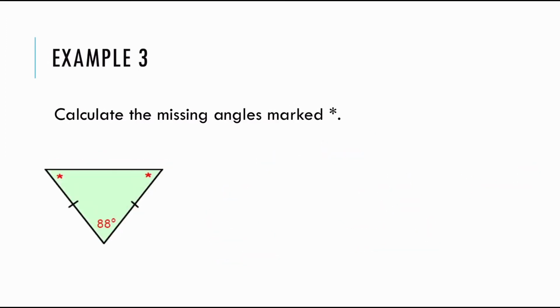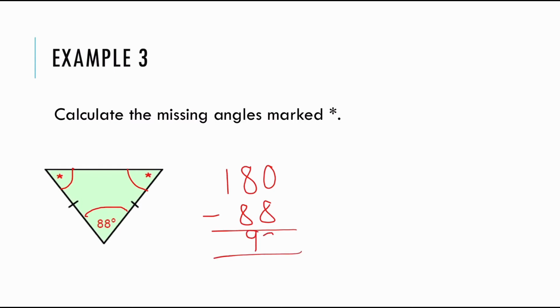So in this question it's a little bit different. This time we've been given the angle between the two equal sides of the isosceles triangle, which means it is not the same as the other two. It's in fact the angles that are marked with a star that are equal to each other in this case. So we begin by taking the 88 degrees away from the 180 degrees, and that leaves me with 92 degrees.